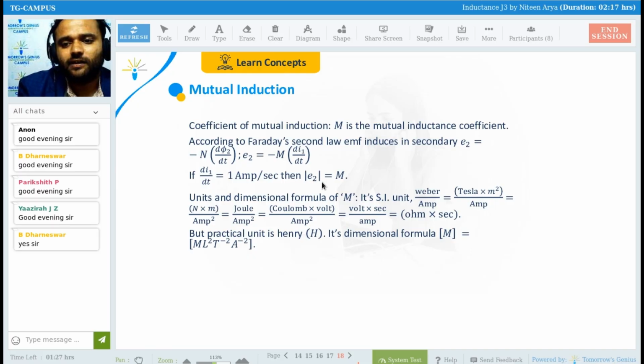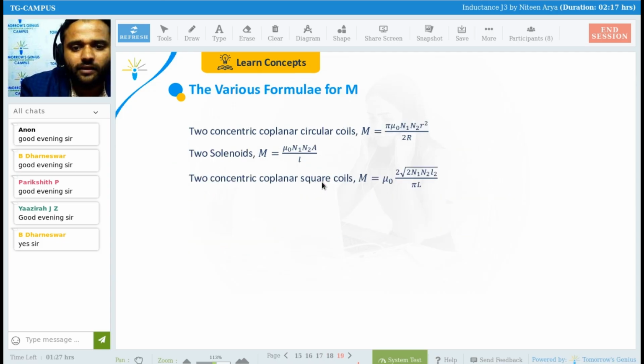Here M is the mutual inductance coefficient; according to Faraday's law, E equals minus M di by dt. If di by dt is 1 ampere per second, then E equals M. Units and dimensional formula of M: the SI unit is Weber per ampere, and the practical unit is Henry. Now the formula for M, that is important.